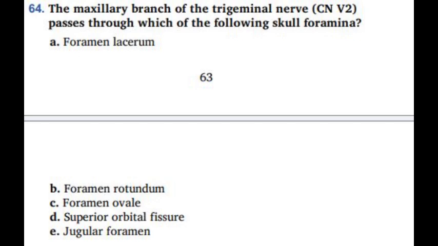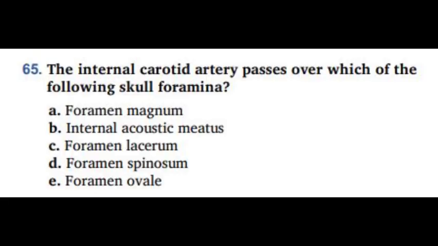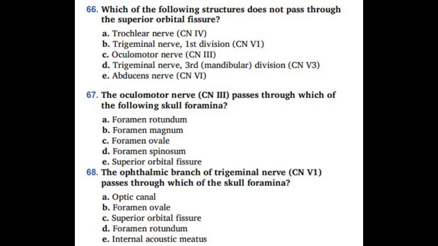So our answer will be B, the foramen rotundum. So the next question is, the internal carotid artery passes over which of the following foramina? Now remember we said the internal carotid artery actually has its own canal, the carotid canal, but it passes very close to and just above the foramen lacerum, where it does not go through the foramen lacerum. That would be option C, foramen lacerum.